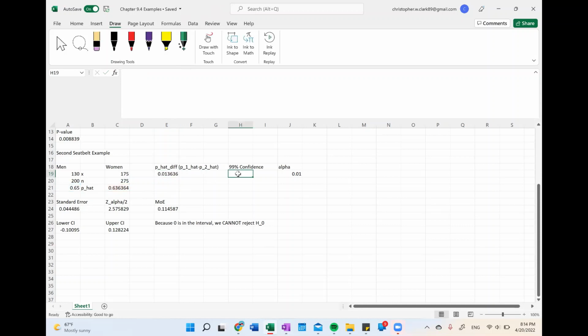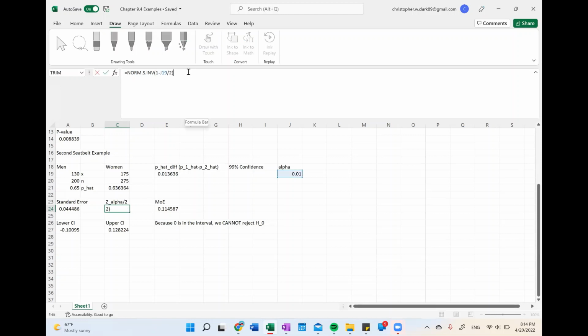So if we want 99% confidence, that's an alpha of 0.01. So we can go and find our Z alpha over 2, and we get 2.575, which earlier we got 2.58. That's rounding, right? So these are the same basic answers. This is just the more exact version.